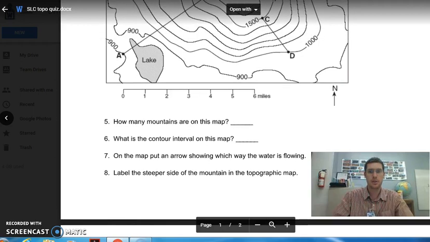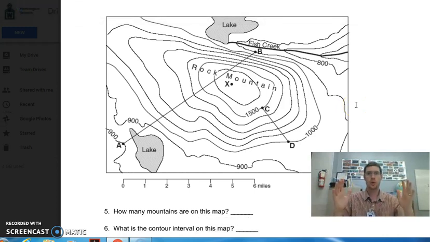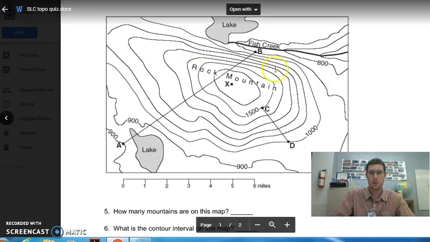Finally, label the steeper side of the mountain on the topographic map. As we said before on page 1, the further apart your topographic lines or your contour lines are on a topographic map, the gentler the slope. So the closer together they are, the steeper the slope. And the closest they are on this mountain are going to be right over here. So you're going to highlight this area and say this is the steepest. All right, that's your help for page 2.